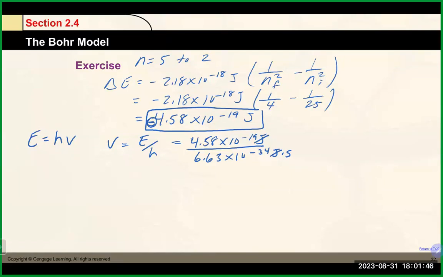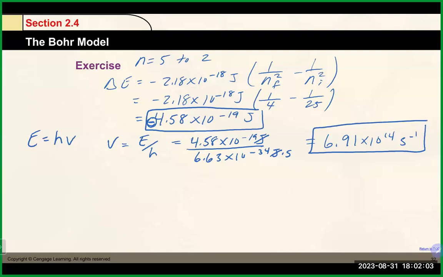We'll divide it by 6.63 times 10 to the negative 34. Remember, you definitely want to be using your exponent button on these calculations. That gives 6.91 times 10 to the 14 reciprocal seconds, which would be our frequency.